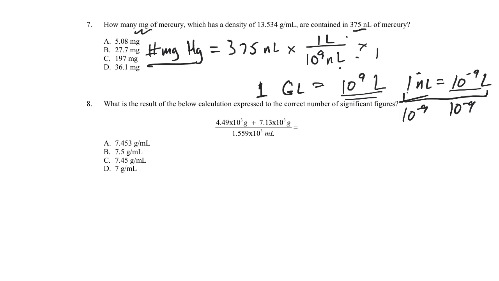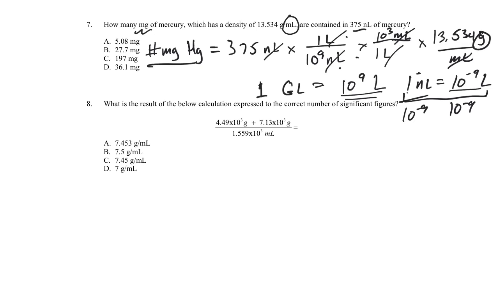I couldn't do this without maybe breaking this apart to go to 1,000 milliliters now in a liter to get over to the milliliter unit, so I can use the density now. So I can use 13.534 grams per milliliter. So milliliter cancels, liter cancels, nanoliter cancels, and we have grams.